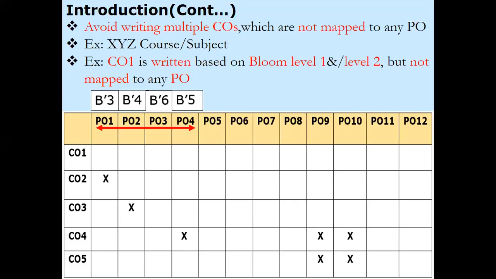For the remaining, for example, CO4 is mapped with PO4. It is also mapped with PO9 and PO10. But if at all you want to map any COs one-to-one, you have to map from Bloom's level 3 to Bloom's level 6. That you have to focus on.